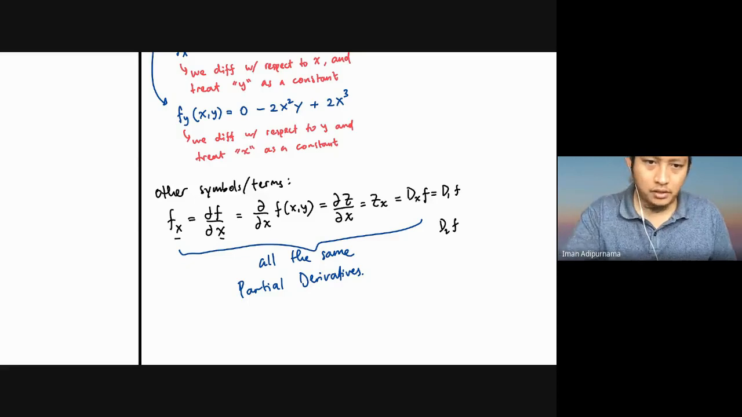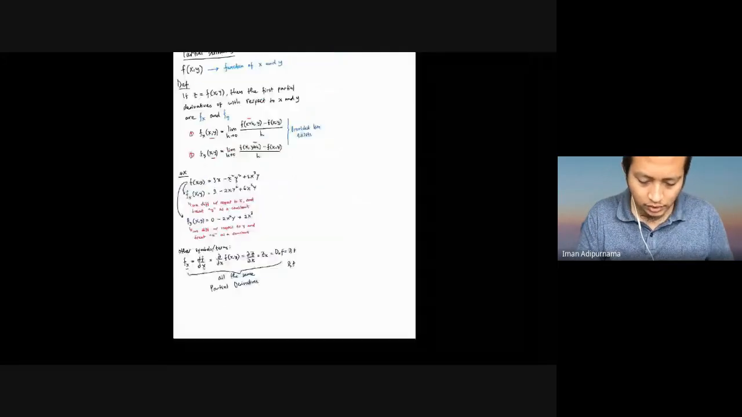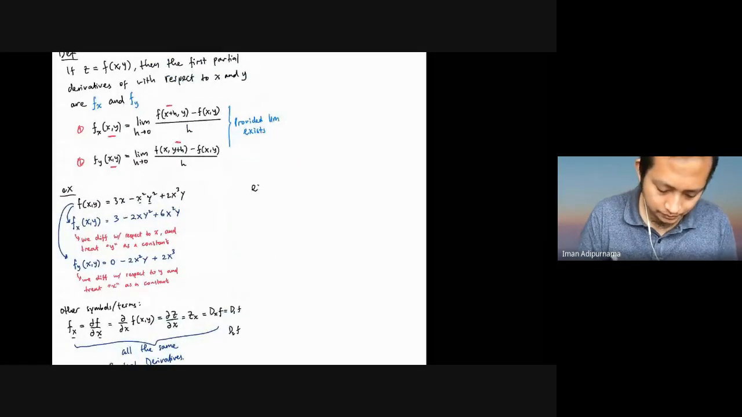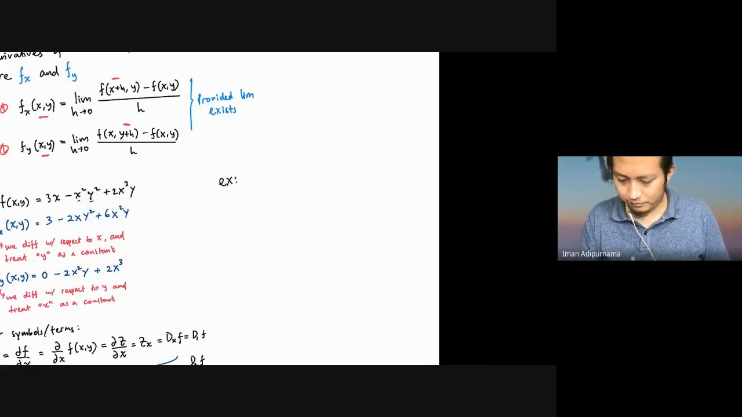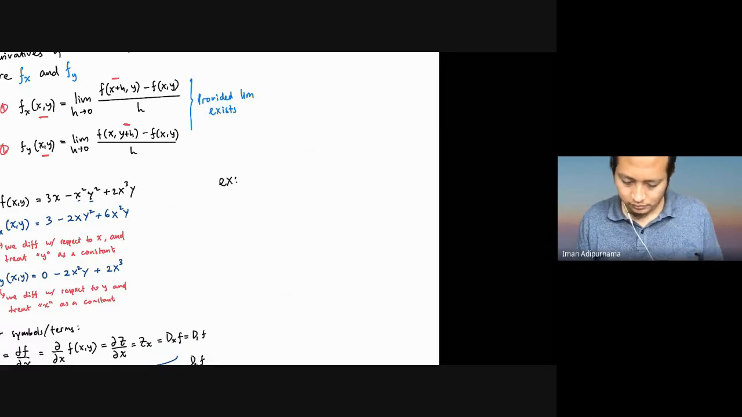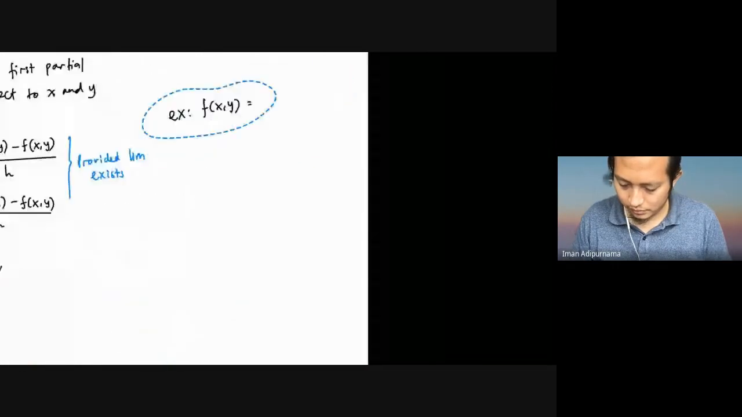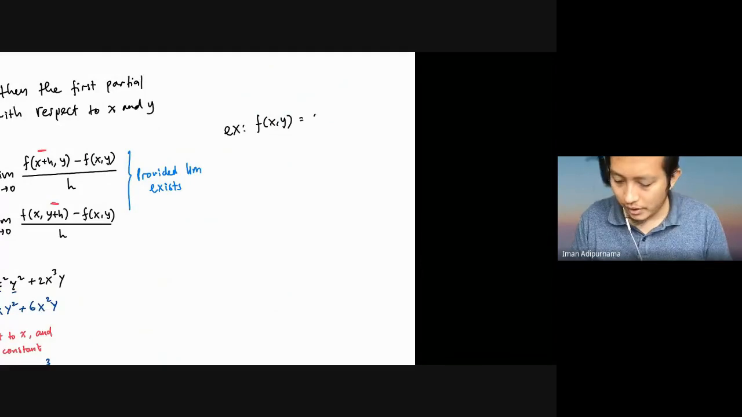Okay, let me go to maybe just one example, and then we can go to, maybe here's the example here. Okay. First is just f, so I like that. Maybe going here. f(x, y) = e^x squared y. Okay.